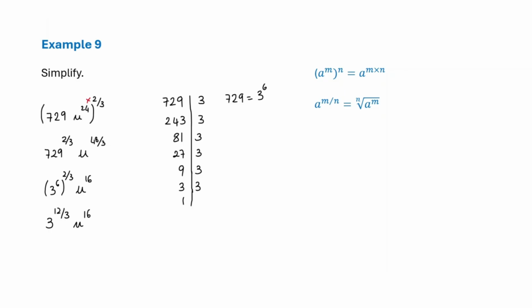12 divided by 3 is 4, so this simplifies to 3 to the power of 4, multiplied by u to the power of 16. Finally, 3 to the power of 4 is 81. So the expression simplifies to 81u to the power of 16.